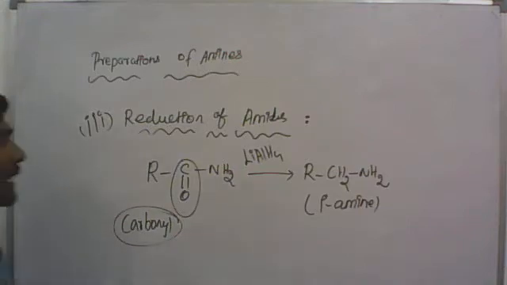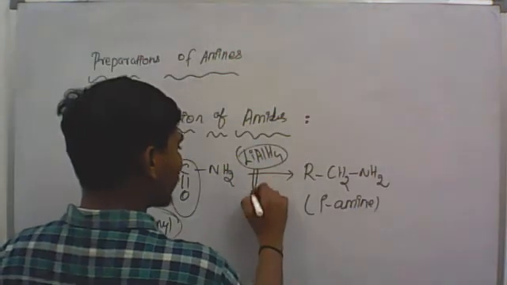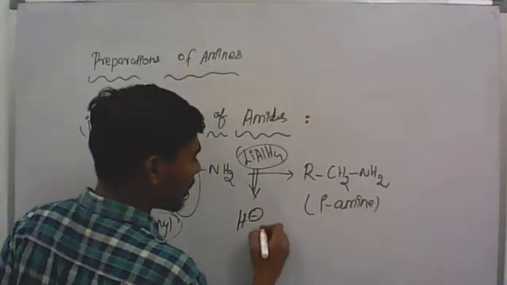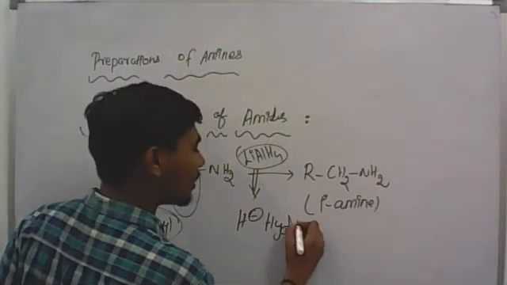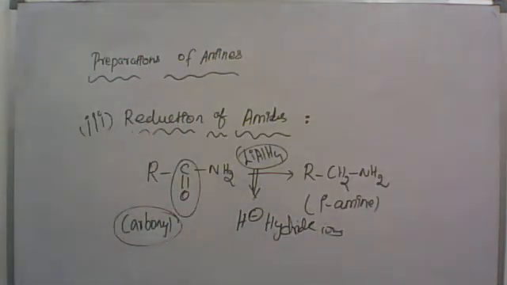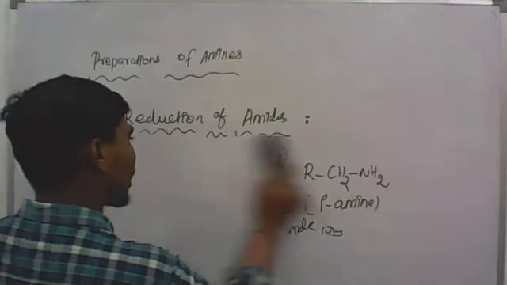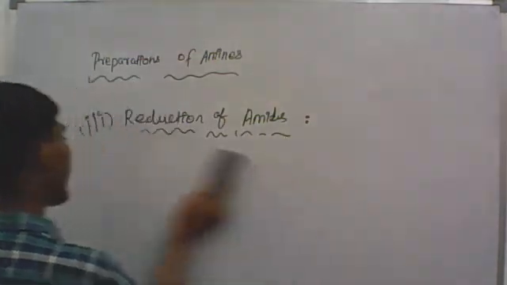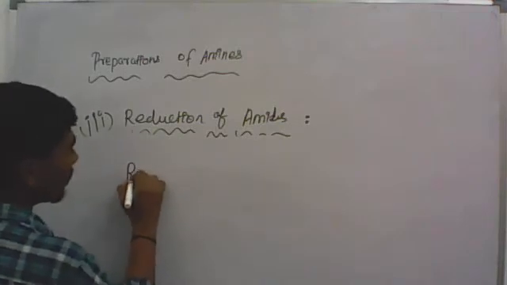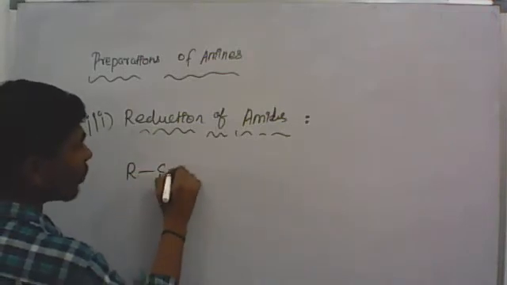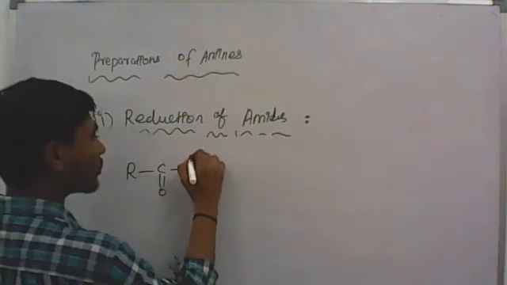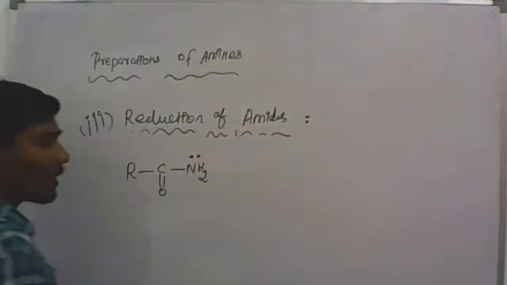The lithium aluminum hydride provides H minus ions. H minus means a hydride ion. Now I am going to discuss the mechanism. See here, first I am going to take the amide, C double bond O and NH2.